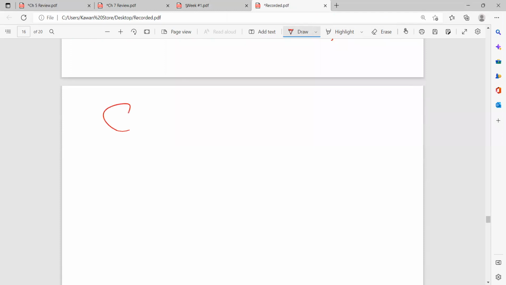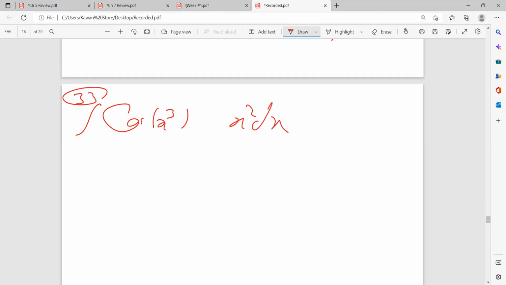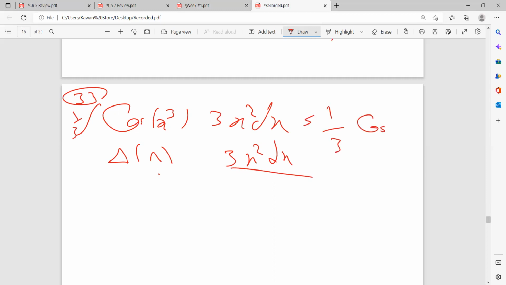For example, if I have cosine x to power 3, times x to power 2 dx. Trigonometric angle. The angle is what? 3x squared dx, right? So we need 3 here, 1 over 3 here. So I can say directly it is sine x cubed plus c. Now you got the idea, I think, right?